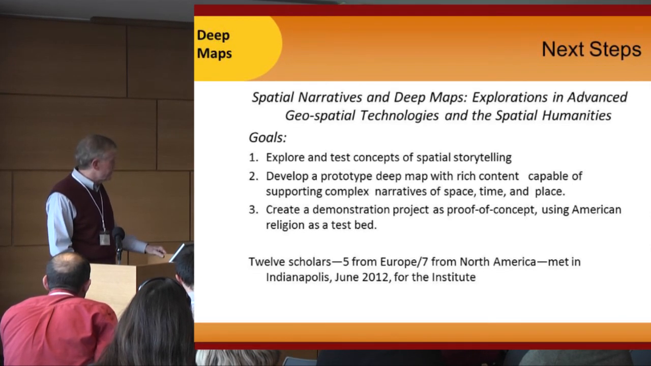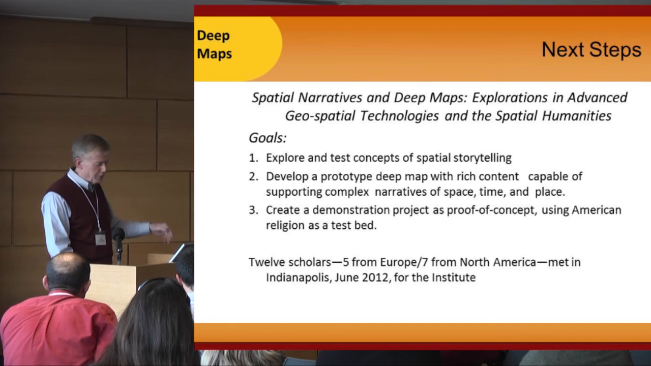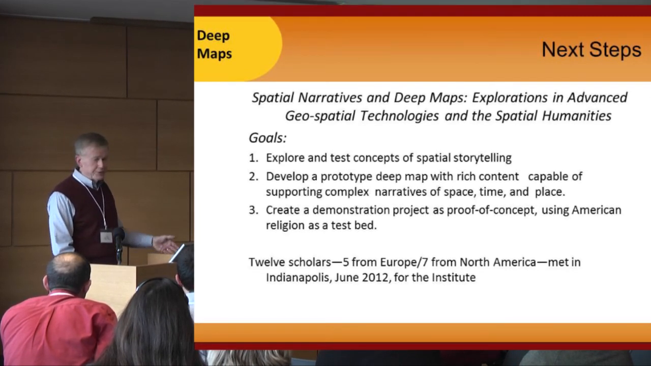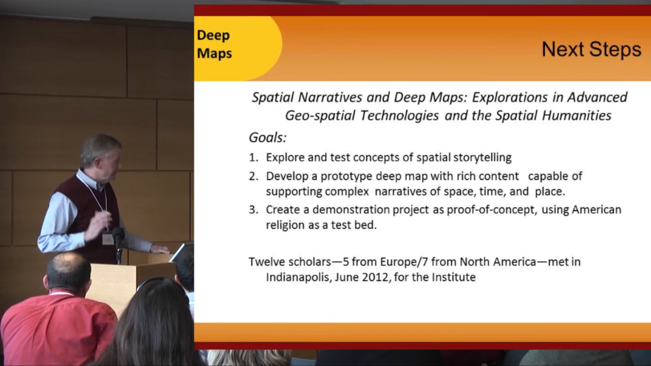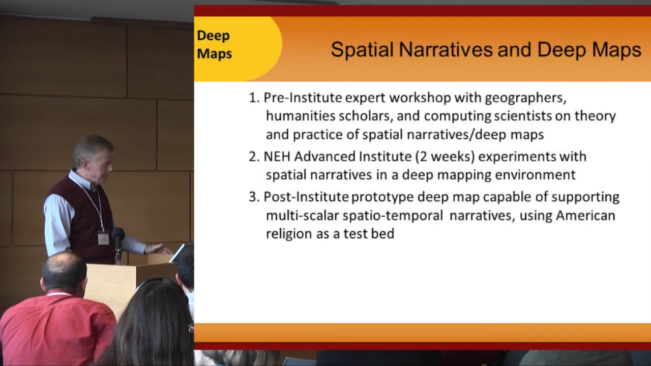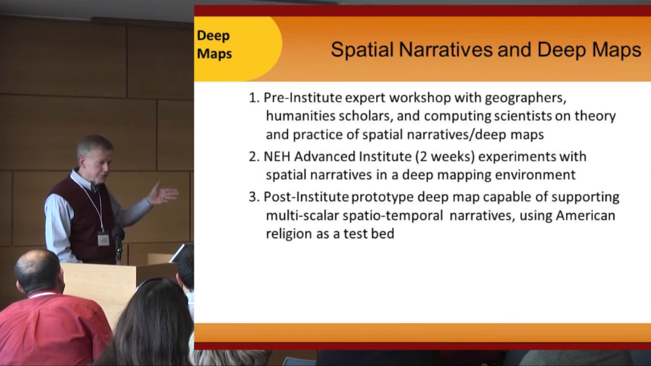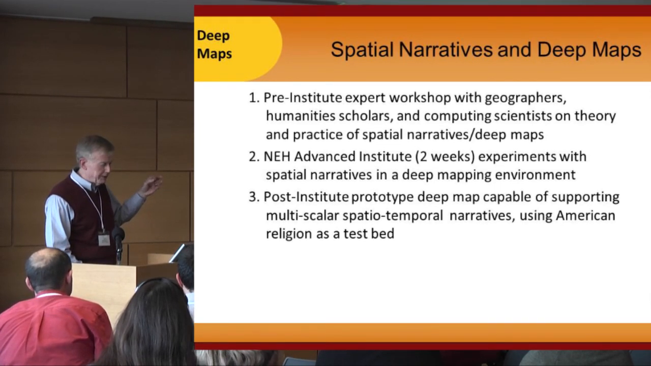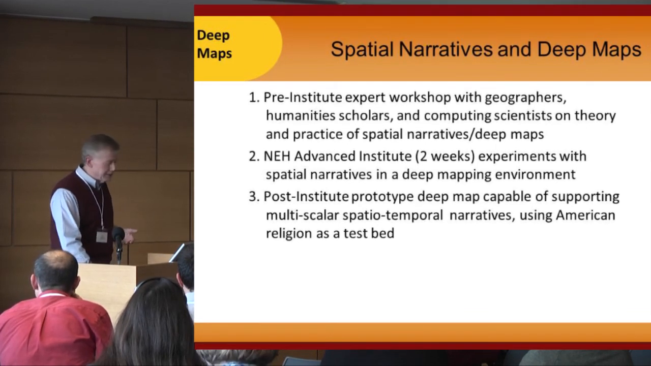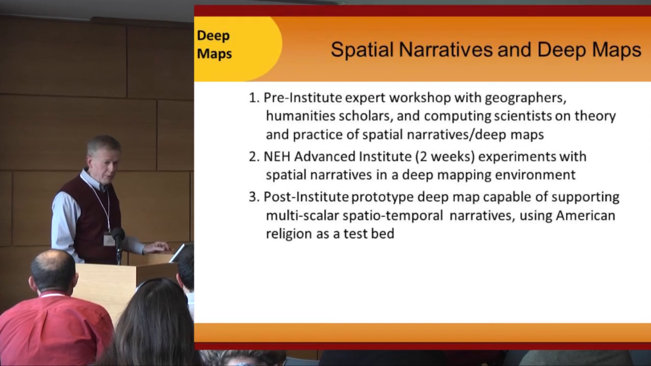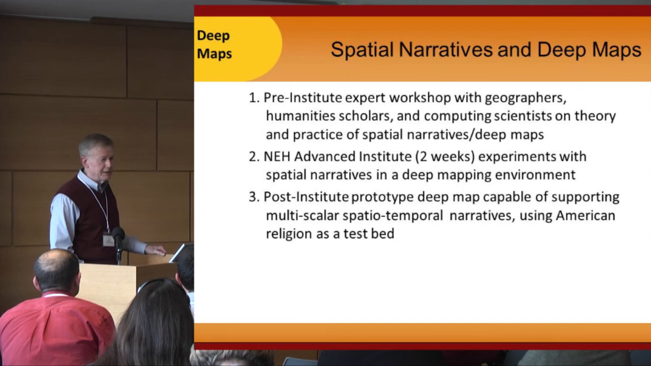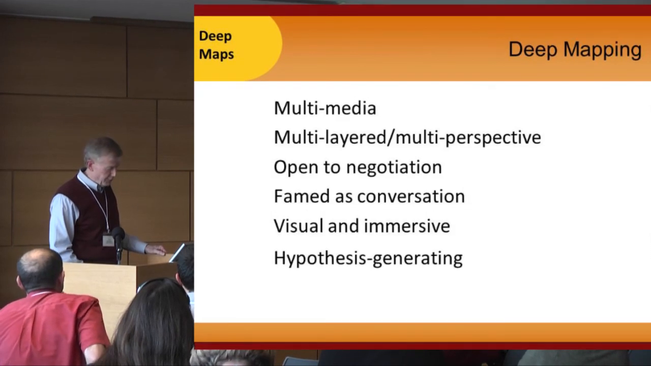In fact, we began this summer as we had 12 scholars, 5 from Europe and 7 from North America, that met in Indianapolis for an institute, a summer institute that we put on. Ian was one of our guest lecturers for that. And what we have done is we've used this as a way of pulling together geographers and humanities scholars and computing scientists to think with us about how we create a deep map and how we can build a prototype that tests whether or not deep map has meaning for a humanist.